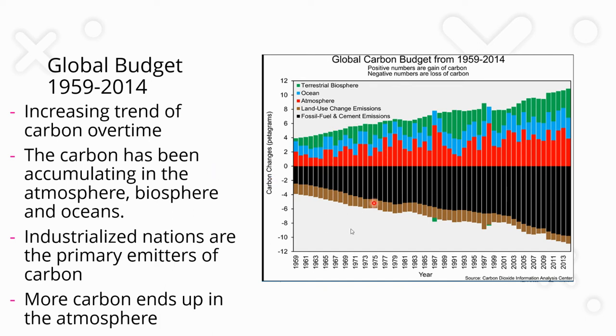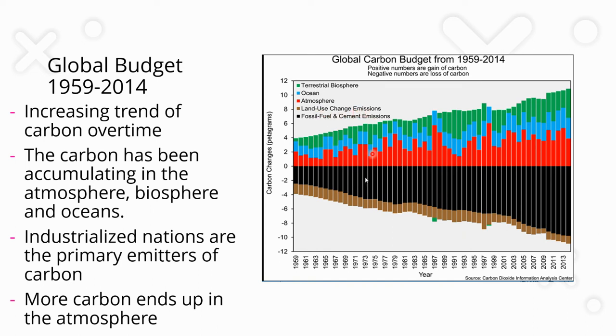If you look at the trend, you'll see the fossil fuel and cement emissions, the black one, have been increasing. You can see that in here as well. Negative numbers are the loss of carbon, so -2 means you are releasing more carbon dioxide into the atmosphere. Fossil fuel combustion and cement emission do that.